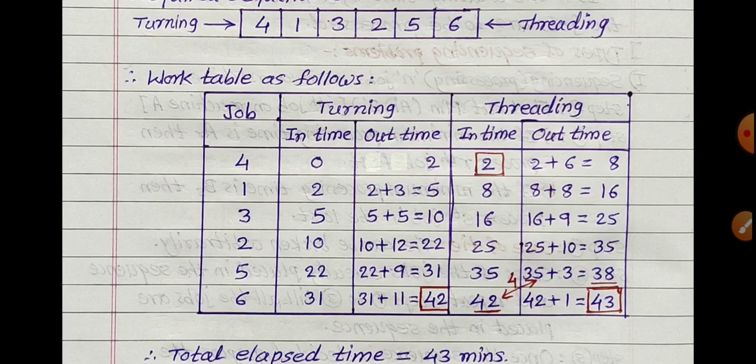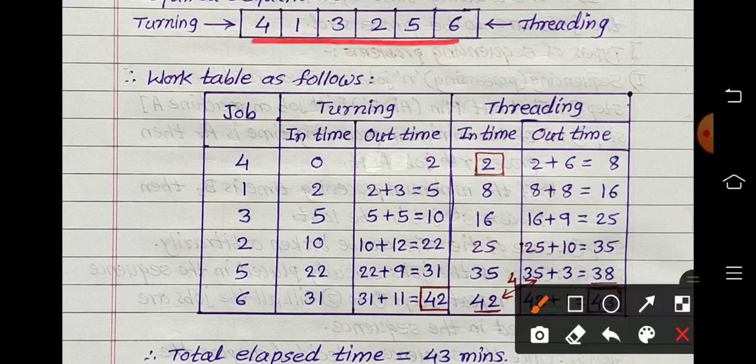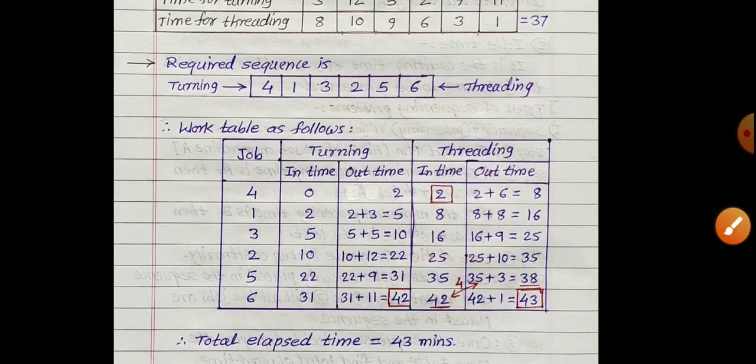So job, what is the job sequence that we write in the first column? That is a 4. The job sequence we write vertically: 4, 1, 3, 2, 5 and 6. Clear? Next. Now we start the first machine, that is the turning machine. Now in time, always start from 0. Clear? Check that. So what is the time given in that original question?